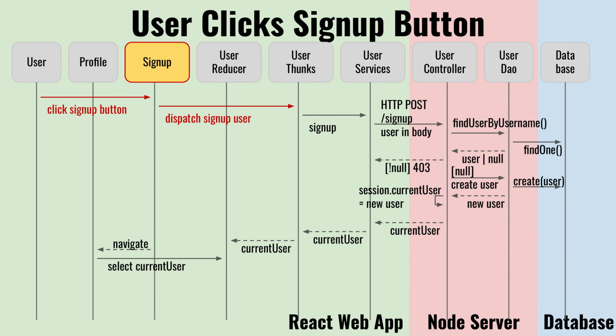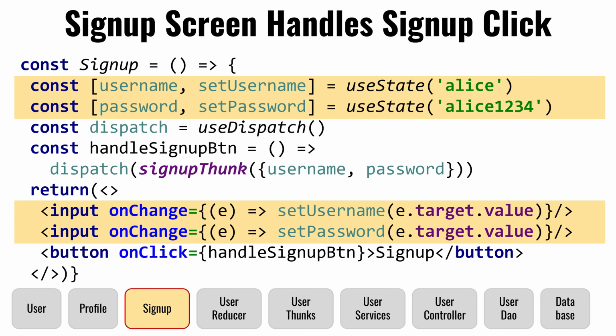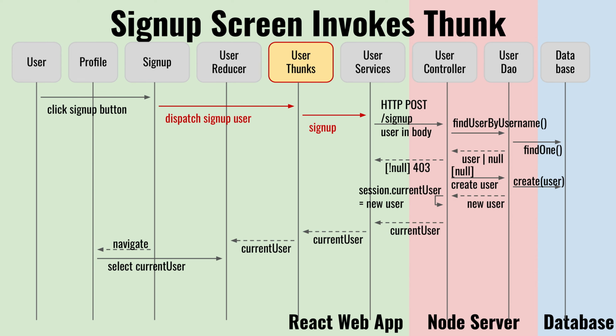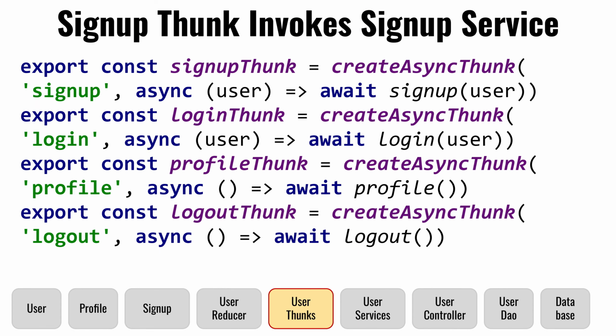When the user clicks on the signup button, the signup screen dispatches the user to a signup thunk. The signup screen keeps username and password in state variables. When users click on the register button, we dispatch the username and password to the signup thunk. The signup thunk then sends the user to the user service. Thunks integrate asynchronous server calls with reducers. The signup thunk awaits the user service signup to store the response in the reducer.